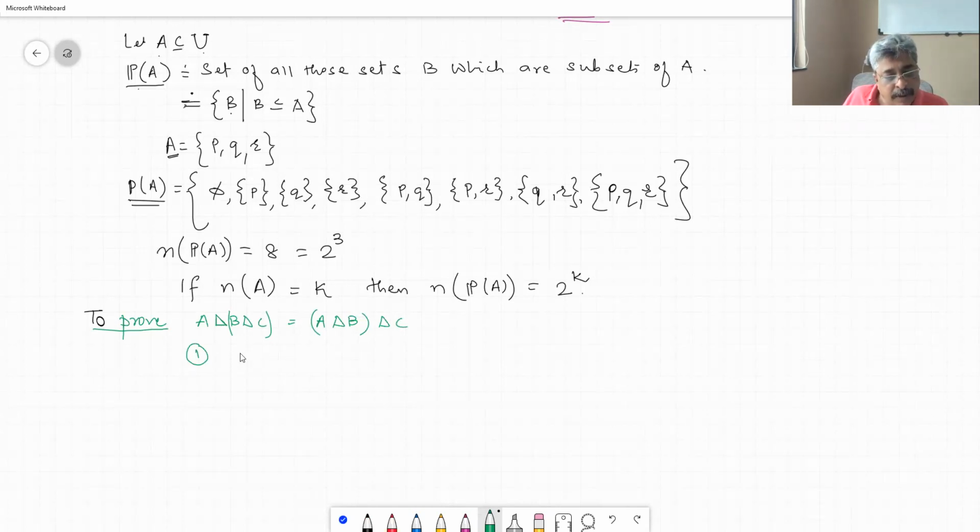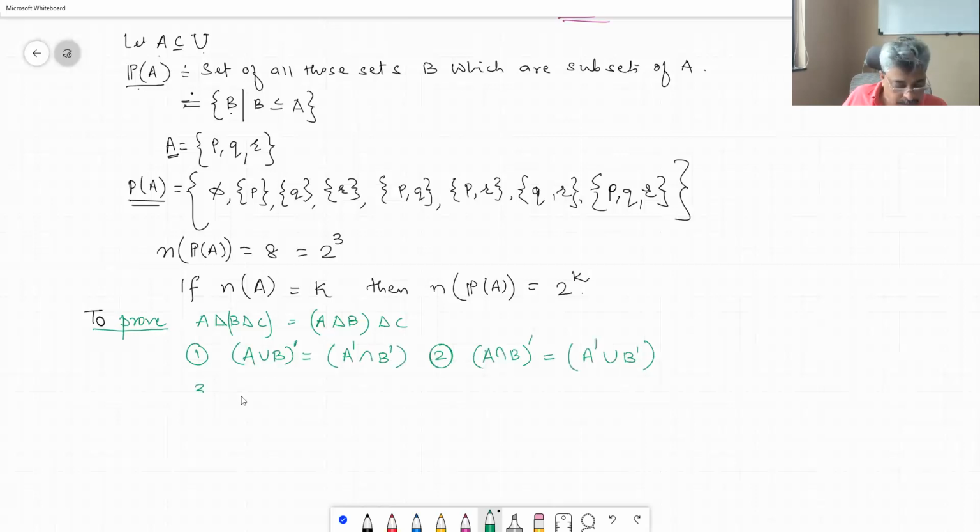First tool is A union B complement is A complement intersection B complement. Second tool, A intersection B complement will be equal to A complement union B complement.